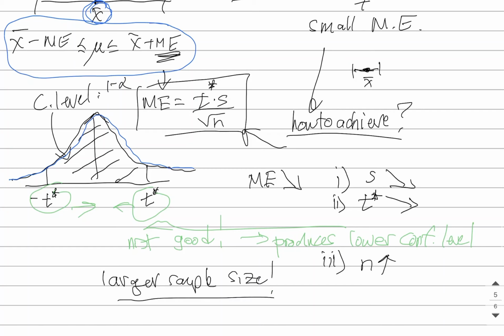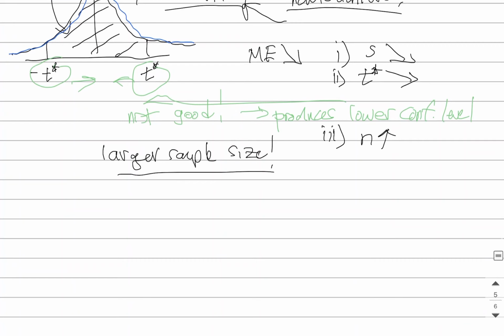So the most straightforward way for us to achieve a higher confidence level and a lower margin of error is to take a bigger sample. This is completely consistent with the whole notion of sampling. You are trying to extract information from a population. The more information you can extract, the better.